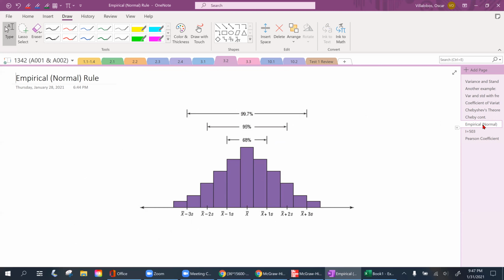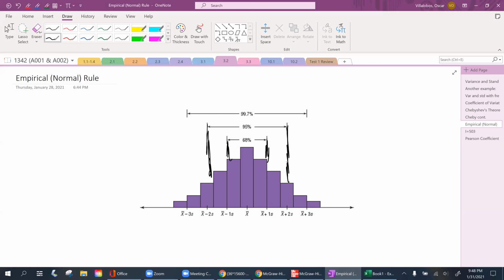And like I said, make a note of these values, right? One standard deviation forward and backward would account for 68% of your data, two standard deviations forward and backward would be 95%, and 3 standard deviations forward and backward would account for 99.7% of your data, right?